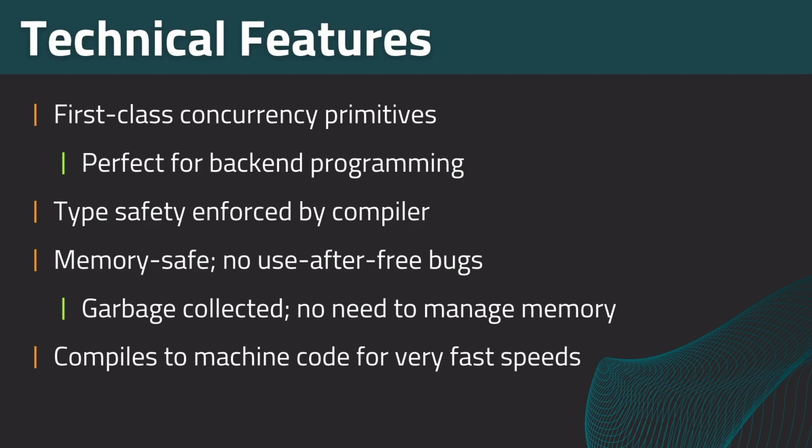Go is a memory-safe language, so you'll never get any use after free bugs. It accomplishes this by using garbage collection, so there's no need for you to manage any memory. Go compiles down to machine code for very fast speeds, so your programs will always run extremely quickly. Even though the language is garbage collected, since everything is running at machine code speed, the garbage collector overhead is very minimal.